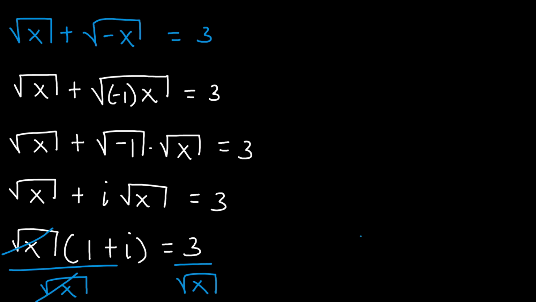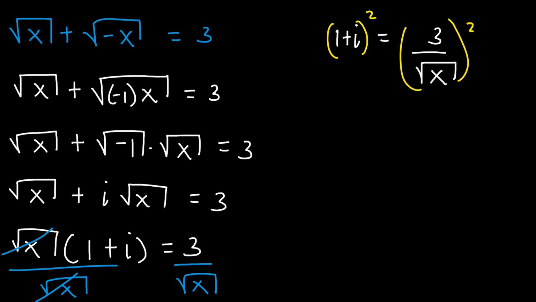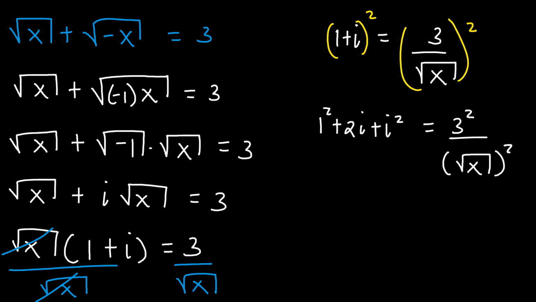This will cancel with that, and so we shall have 1 plus i equaling 3 divided by the square root of x. Now at this point, what should we do? If we raise both sides to the power of 2, on the left hand side if we expand we shall have 1 to the power of 2 plus 2i plus i to the power of 2 equaling, on the right hand side, 3 to the power of 2 divided by the square root of x raised to the power of 2. Now this 2 will cancel with the square root. And from complex numbers, i to the power of 2 equals negative 1.